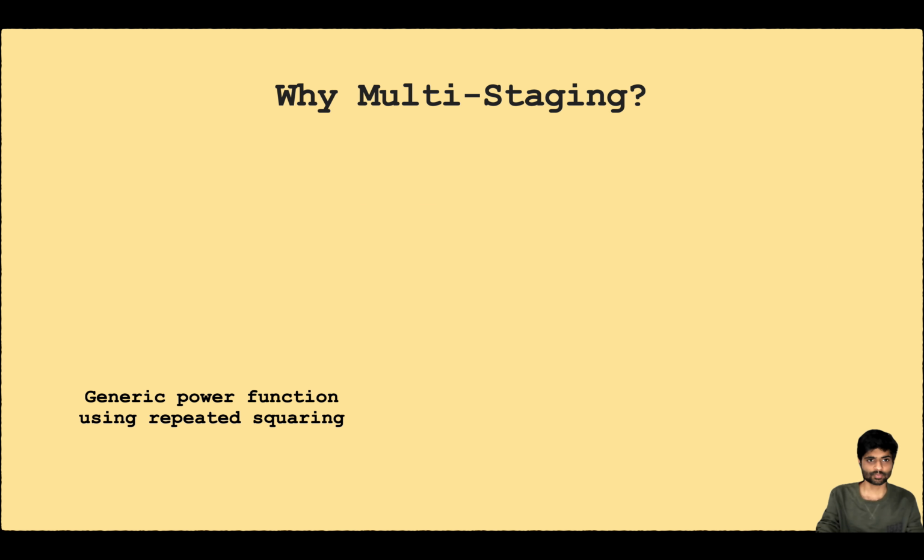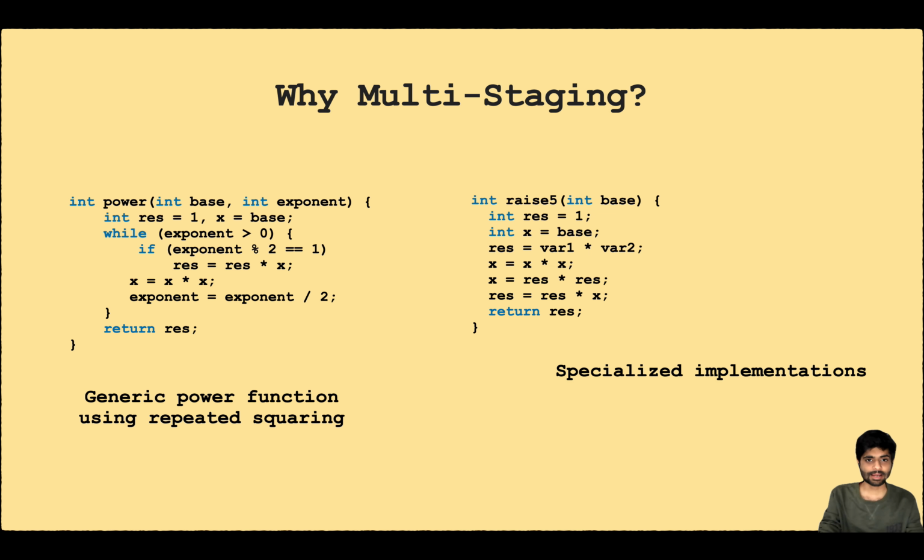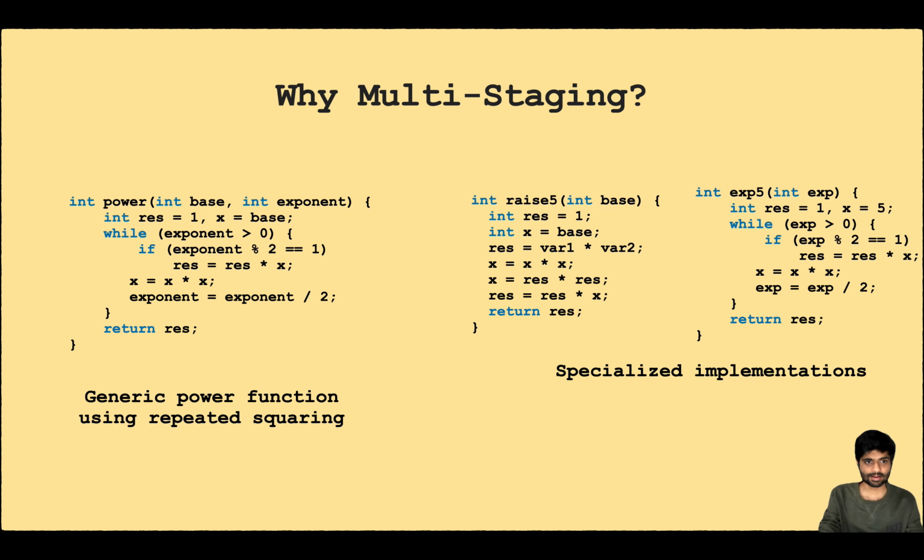Let us look at this very simple example. Here on the left, I have a generalized implementation of the power function that calculates base power exponent using repeated squaring. This function can be invoked with any inputs. On the right, I have a specialized implementation that calculates base power 5 and another specialization that calculates 5 power exponent. These specialized implementations are easier to recognize, will have better branch prediction during execution, and will benefit from all the compiler optimizations.